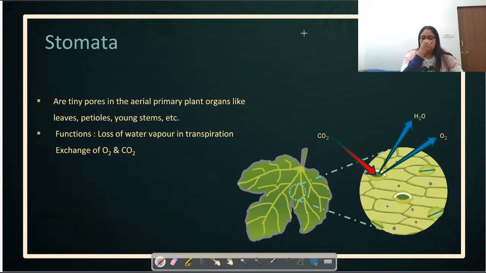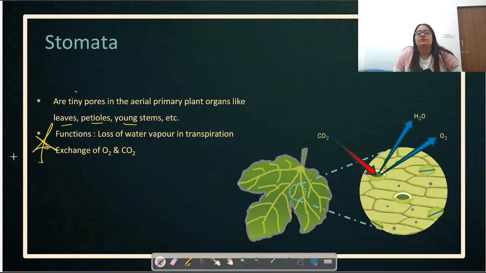Next, let us talk in a little more detail about this whole stomatal apparatus. First, I will tell you what stomata are, and then we will dive into the details of what a stomatal apparatus looks like. So what are stomata? They are tiny pores in plant organs like leaves, petioles, young stems, etc. Very important: what is the function of the stomata? The one function you have already understood is transpiration, loss of water in the form of vapor.